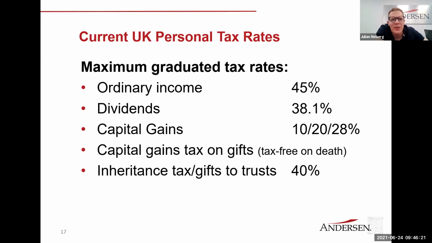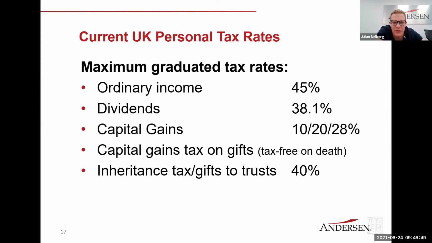So in the UK, we have quite high tax rates. Most types of income are taxed at up to 45%. So quite high, but not as high as Canada. Dividends at 38.1%. So if you have a client who receives lots of dividends, then they'll be better off living in Brazil, by the sounds of things, where there's no tax on dividends.